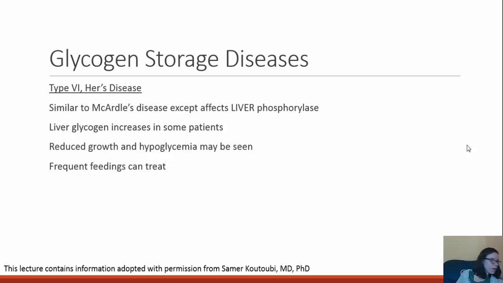Okay, and our last form that we're going to talk about is Hers' disease. I'm not sure exactly how it's pronounced, but it's similar to type 5, except the issue is with the liver phosphorylase instead of the muscle phosphorylase. So liver glycogen does increase and growth is reduced, and hypoglycemia may be seen because the liver isn't as able to buffer low blood glucose. However, again, if we feed frequently in order to maintain blood glucose levels, we can treat this condition.